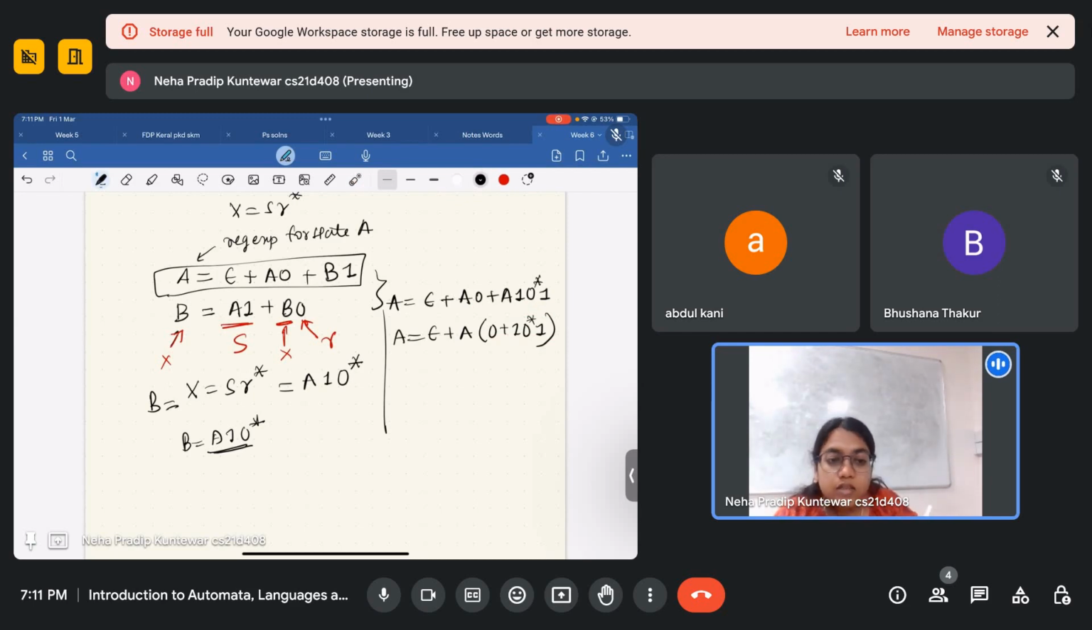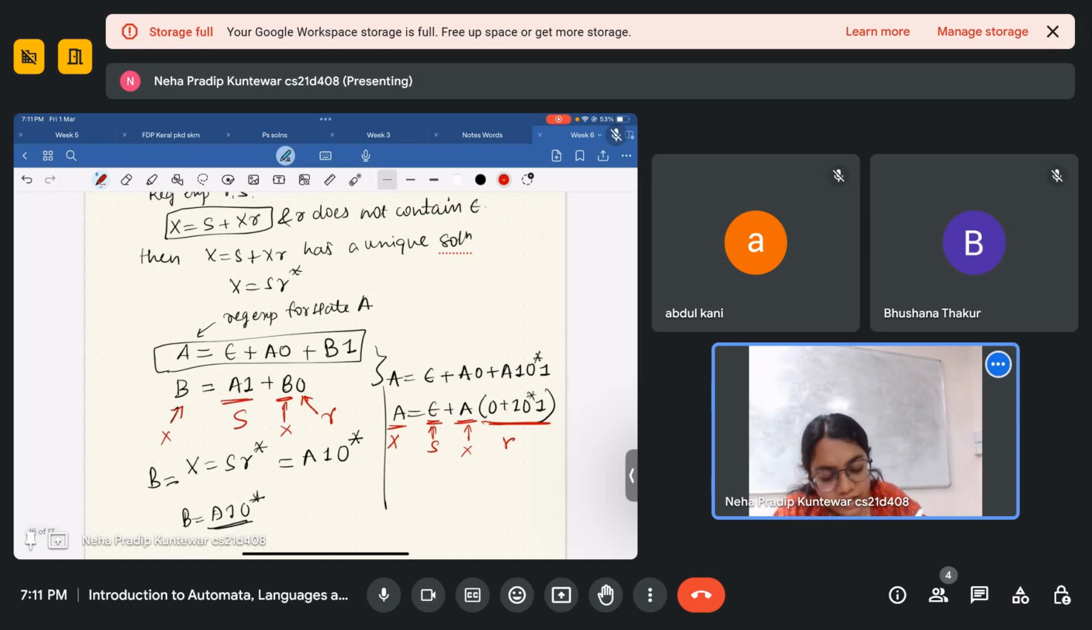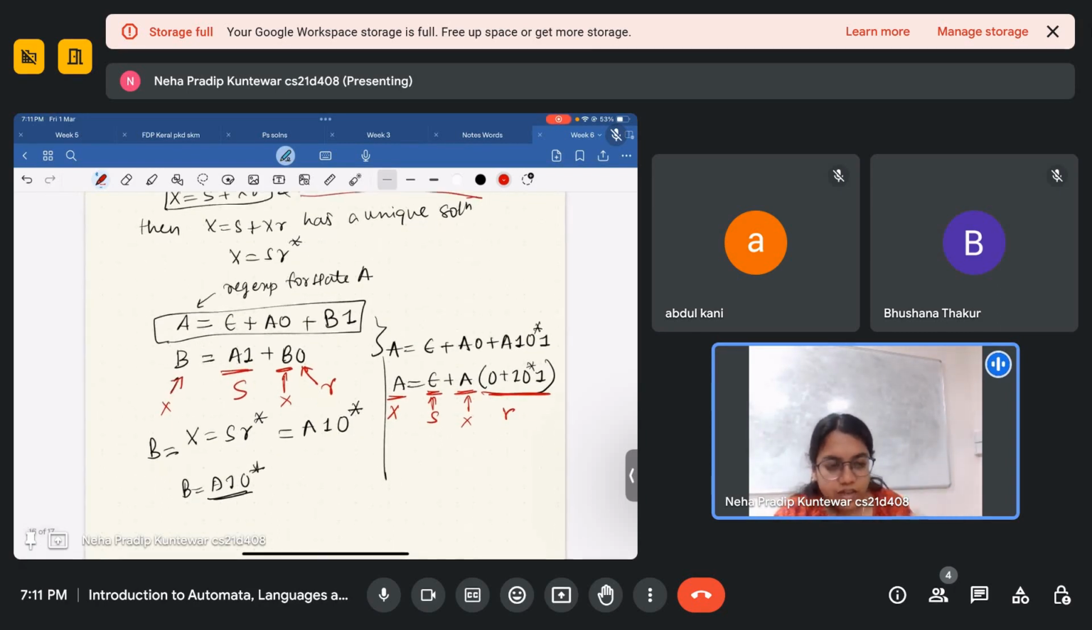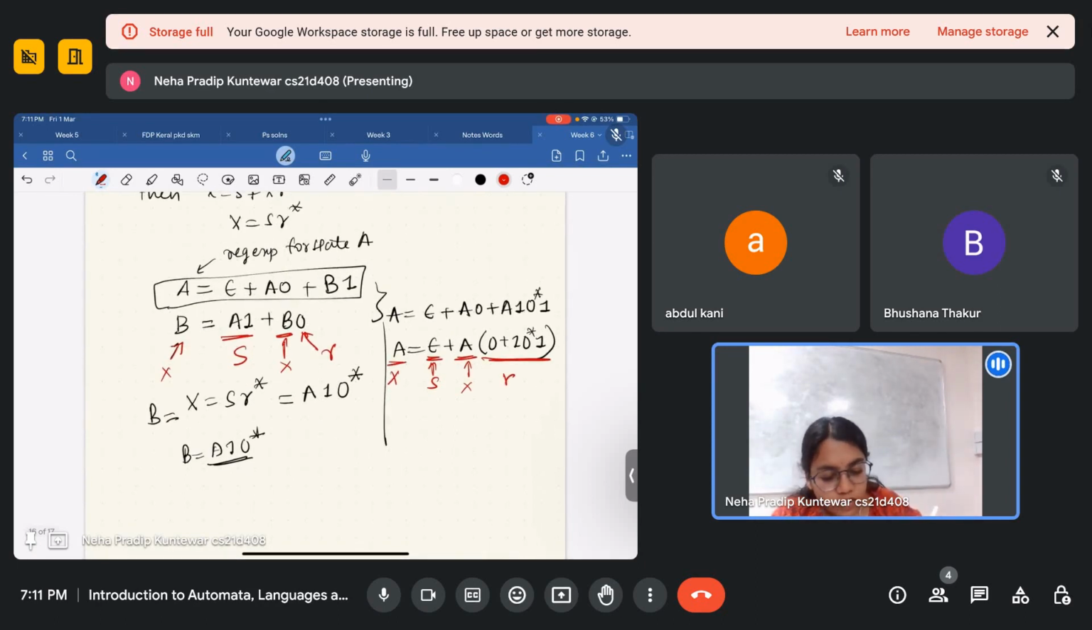Now again this expression for A is in terms of A only, so we can use Arden's theorem. Let us identify X, R and S again. A is X, epsilon is S, A is again X, and the remaining expression is R. Notice that the condition only says that R should not contain epsilon. It is okay if S is epsilon or contains epsilon; there is no such constraint. Here S is epsilon, which is completely okay. The only thing is R should not contain epsilon, which it doesn't. So we can again apply Arden's theorem.